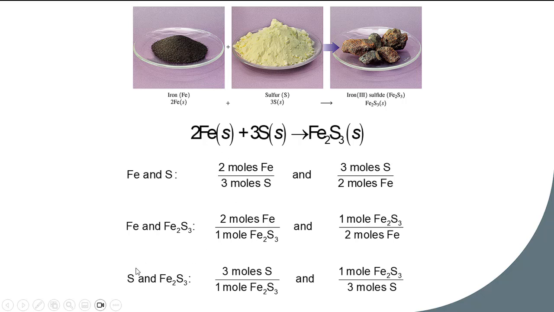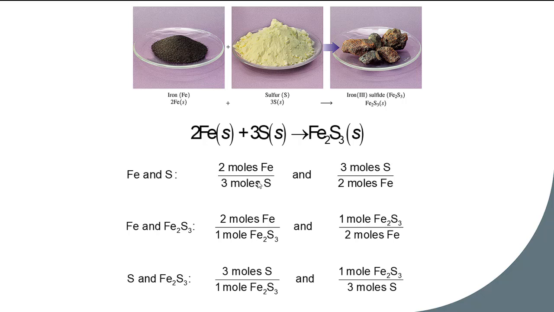We can also look from the perspective of sulfur and iron sulfide. For every 3 moles of sulfur, we'll get 1 mole of iron sulfide. And flip it: for every 1 mole of iron sulfide, we need 3 moles of sulfur. Again, this assumes iron is in excess and not a limiting reagent. Our mole-to-mole factor is our way to relate any substance in our chemical equation to each other and the dependency that they have with each other, or their stoichiometric or proportional relationship.